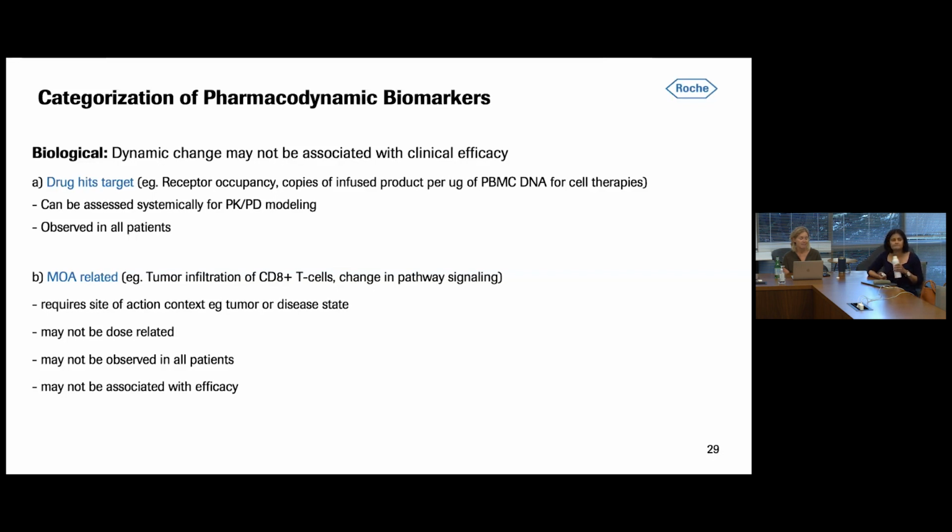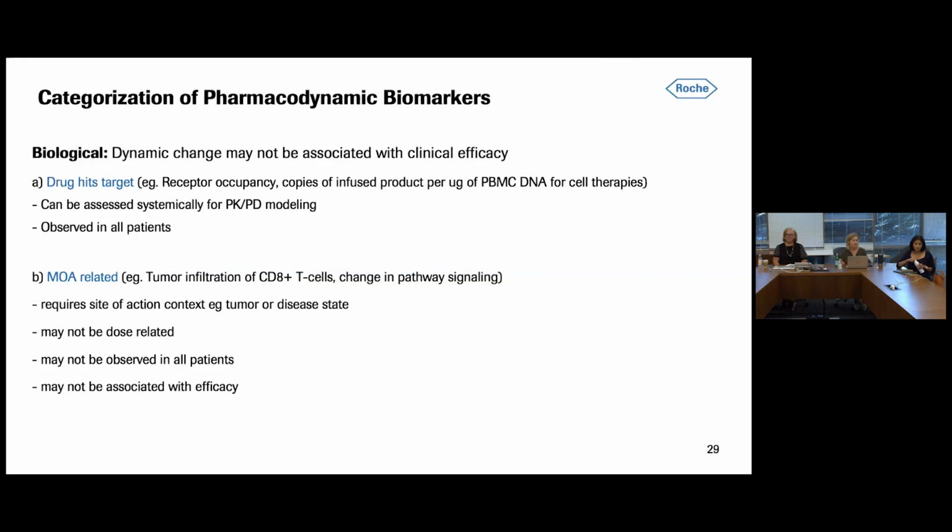Another question, Nathan? Yes. Next question. Can you, in general, use PD biomarkers to narrow your therapeutic doses? Yes.